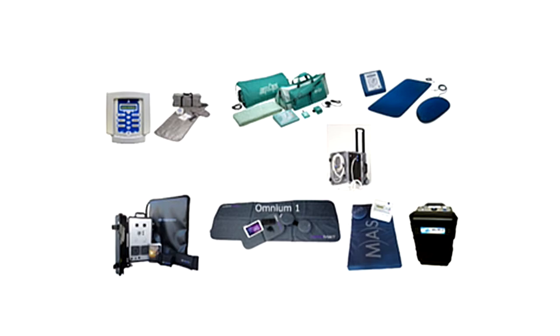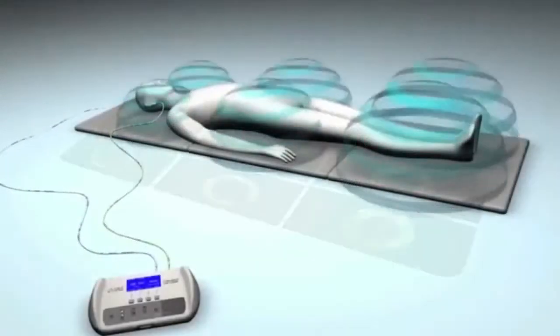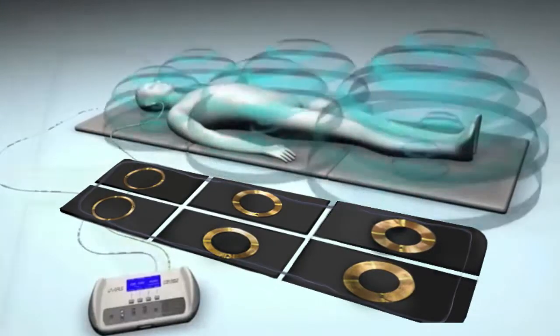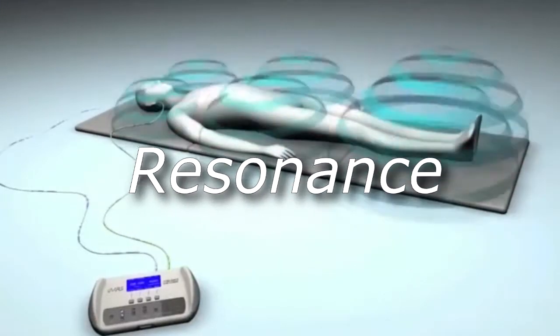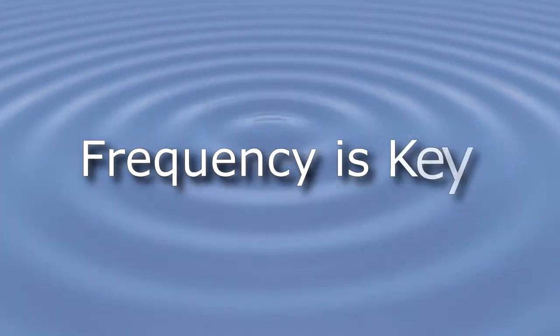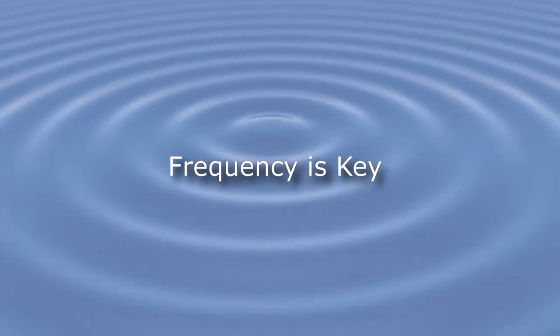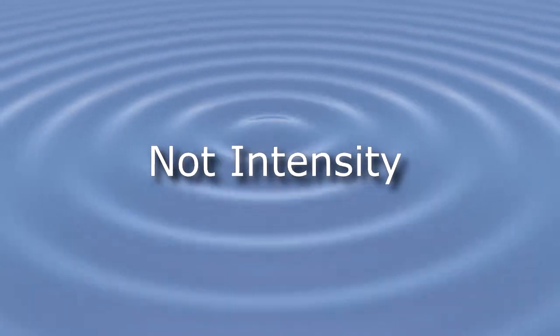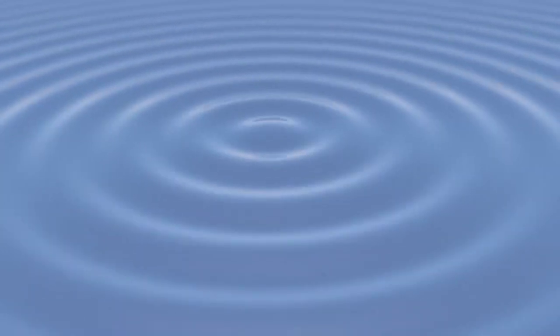So how do these pure, coherent, pulsing magnetic fields interact and heal and help the body? Well, the answer is resonance. Through the phenomena of resonance, it turns out that frequency is really the main thing when it comes to broadcasting electromagnetic waves wirelessly from one point to another, not intensity. Frequency matters in energy medicine, not intensity.